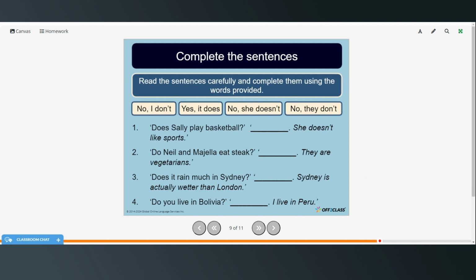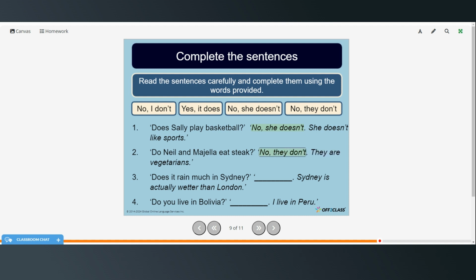All right, does Sally play basketball? And we're here given the information that she doesn't like sports, so we would say, no, she doesn't. So if she doesn't like sports, she probably doesn't play basketball. Do Neil and Mahela eat steak? And then it tells us they are vegetarians. So if they're vegetarians, no, they don't eat steak.